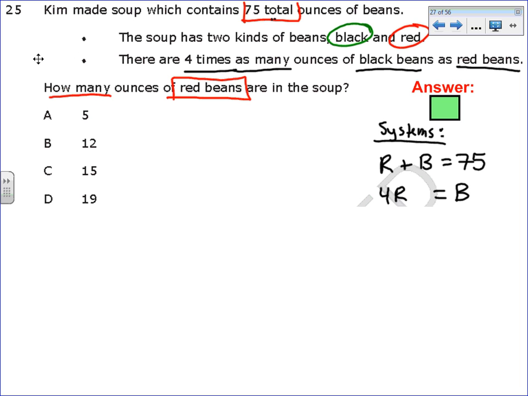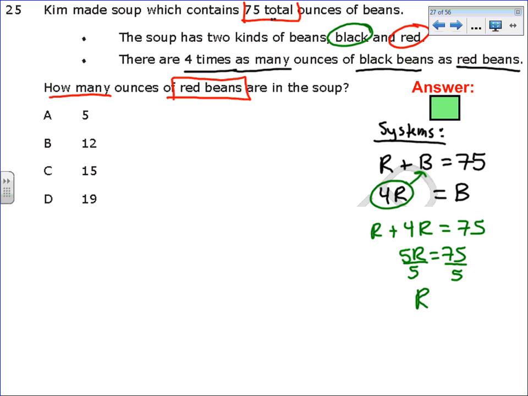Alright, now that I have my equations, this is set up for substitution. I need to plug all this in. So I have R plus 4R equals 75. That gives me a total of 5R equals 75. I divide by 5. And R equals 15. So when it says how many red beans, I know the answer is 15. Okay, so that is the math one, algebra way to do it.